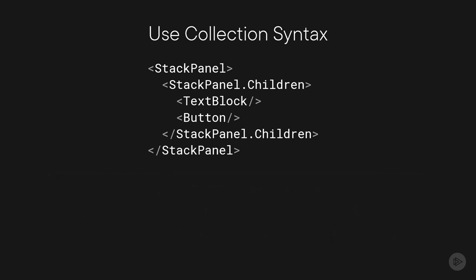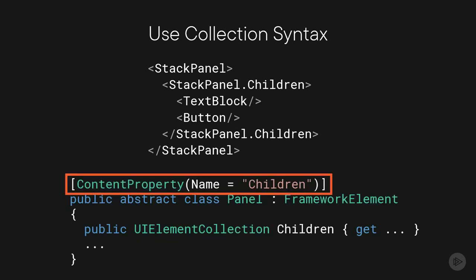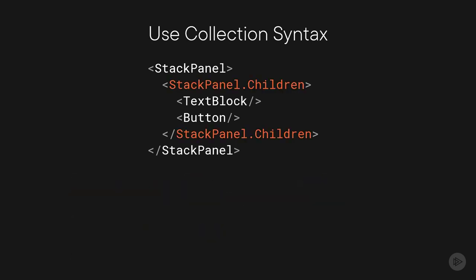Of course, you can improve the XAML snippet on this slide with the content syntax that you learned in the previous clip, because the Children property of the Panel class is specified as a content property. This means that you can omit the property element StackPanel.Children like we did already in the previous clip. Now this little snippet is using content syntax and collection syntax.